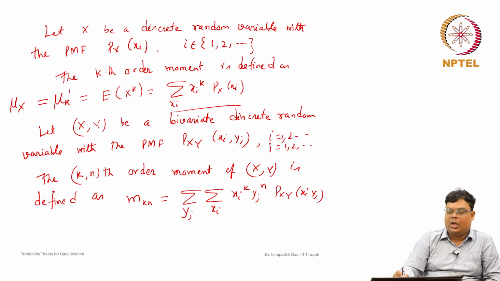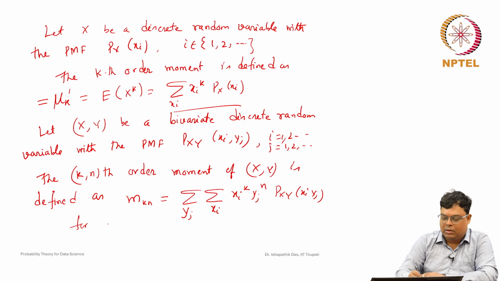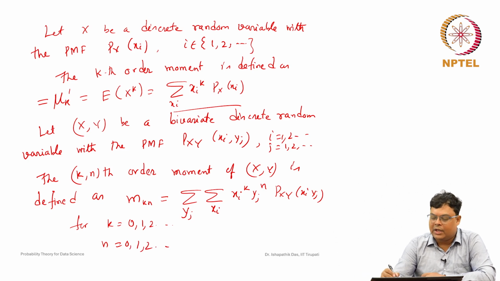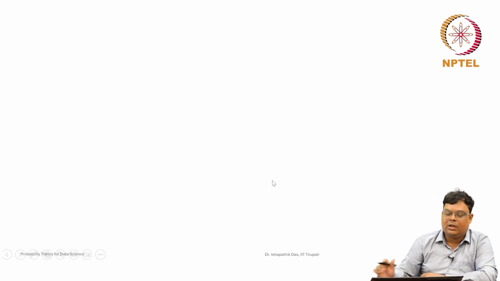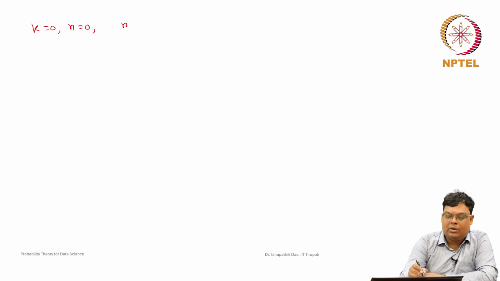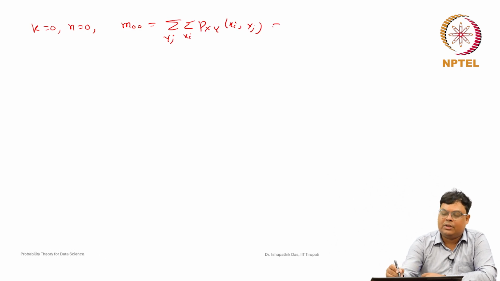For this case, there are some special notations we have already discussed, like mu_X for the X random variable. Let us consider some values: k is equal to 0, 1, 2 and so on, and n is equal to 0, 1, 2. If k and n both are 0, then x_i to the power 0 is 1 and y_j to the power 0 is 1 for any values of x_i and y_j. This is nothing but the summation of the probability mass function. So, m_00 is nothing but 1, because by the properties of the joint probability mass function, the sum should be equal to 1.